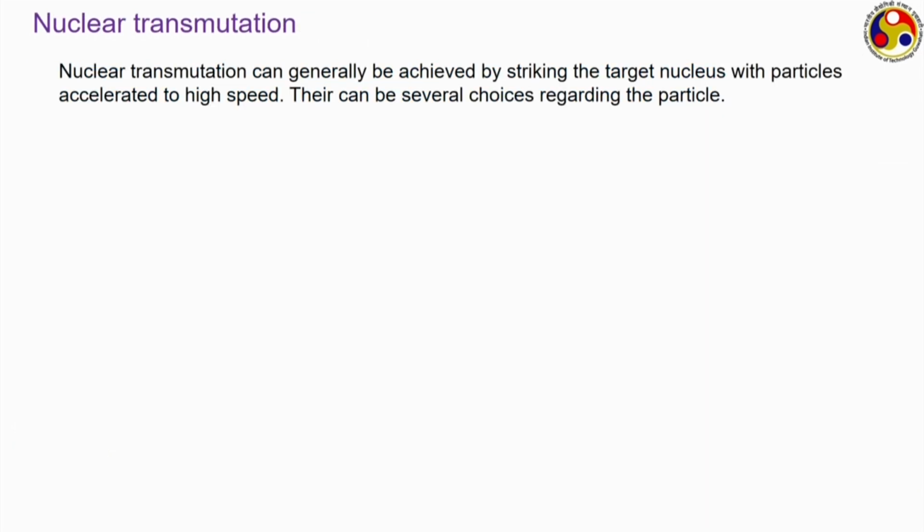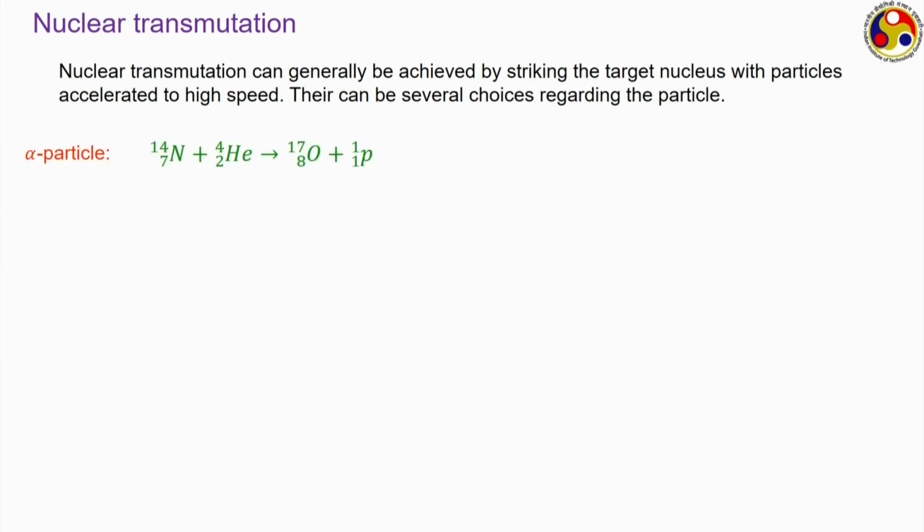Now, continuing this topic of artificial radioactivity, we know that to have artificial transmutation of any nucleus, we need to strike it with some kind of particle which has to be accelerated to high speed, like the examples of the alpha particles in the previous slides. But not only alpha particles, we can use different kinds of particles.